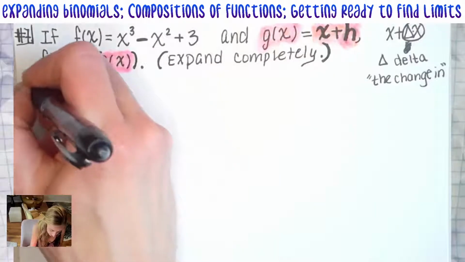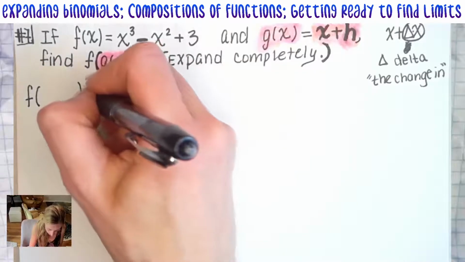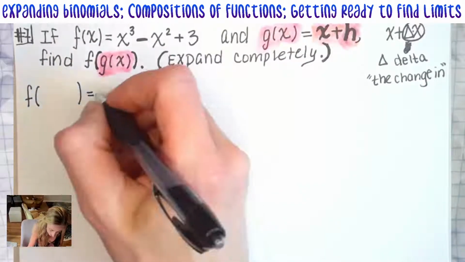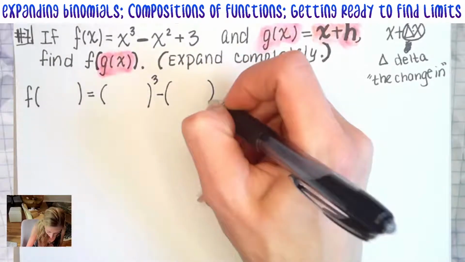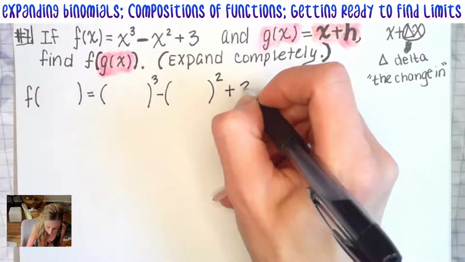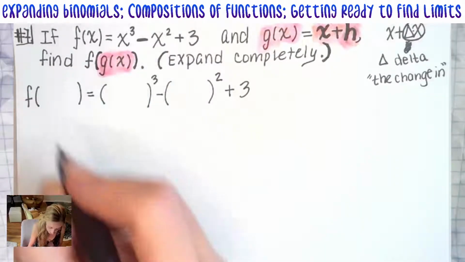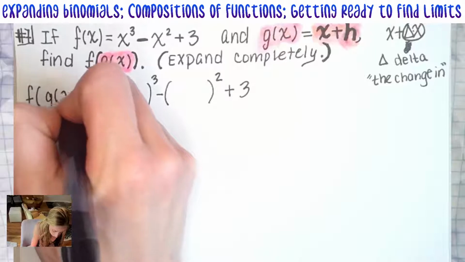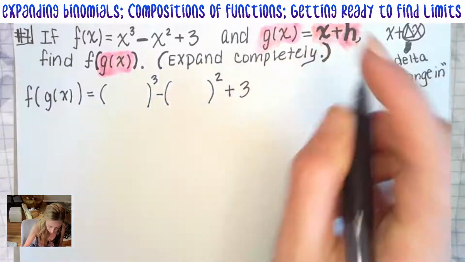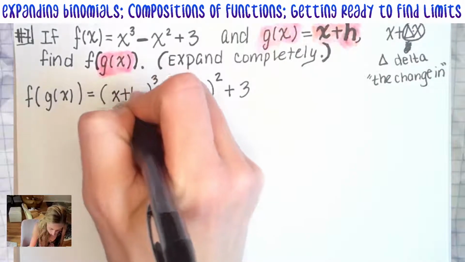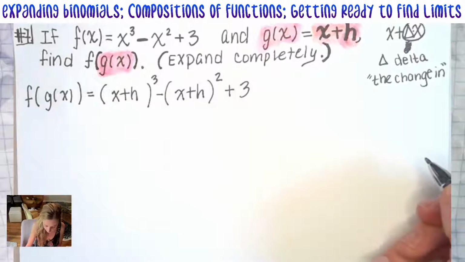So this is what we need to find. F of g of x. If f of x is equal to x to the third minus x to the second plus 3, f of g of x, so on the left is where we are more formal, equals, and now on the right, we'll plug in x plus h. X plus h to the third, x plus h to the second.